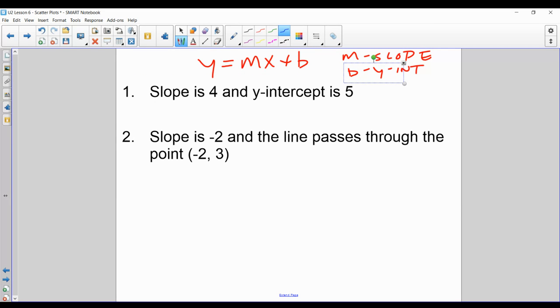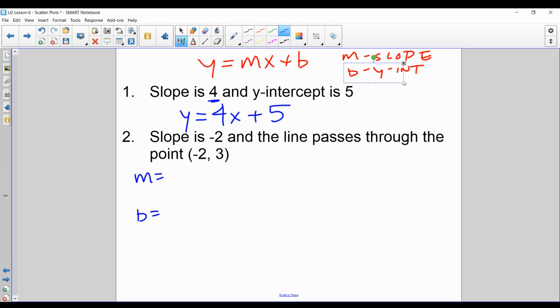Okay, so if I'm working on number 1 where the slope is 4 and the y-intercept is 5, that makes it easy. I'm just plugging in the slope for m and the y-intercept for b, and I'm done. Every single one is going to be the same: we're trying to figure out what is the slope and what is the y-intercept. So what I'm going to do is write that down each time.